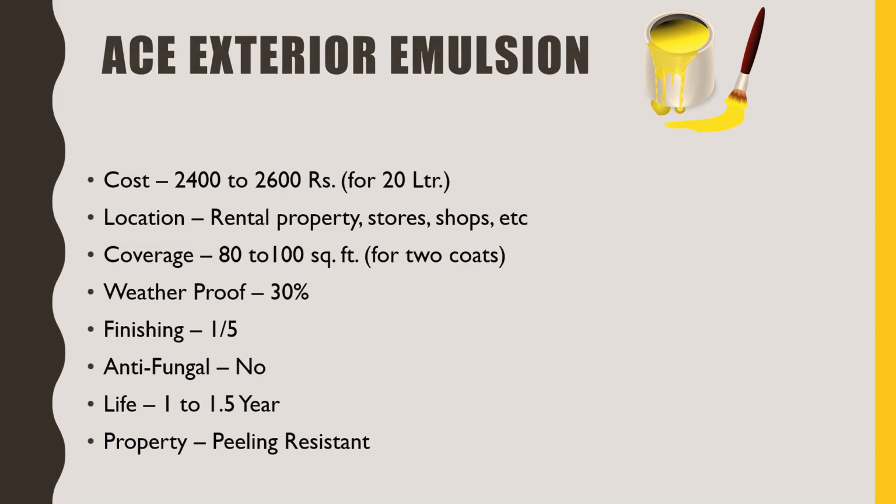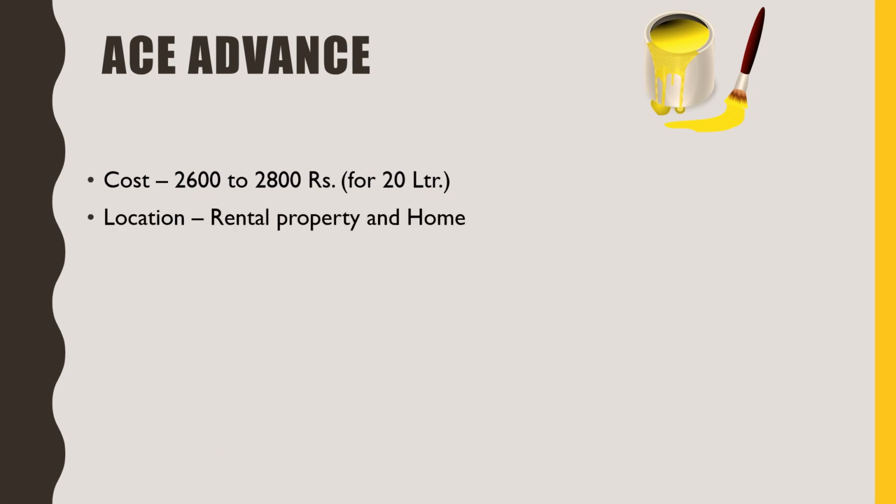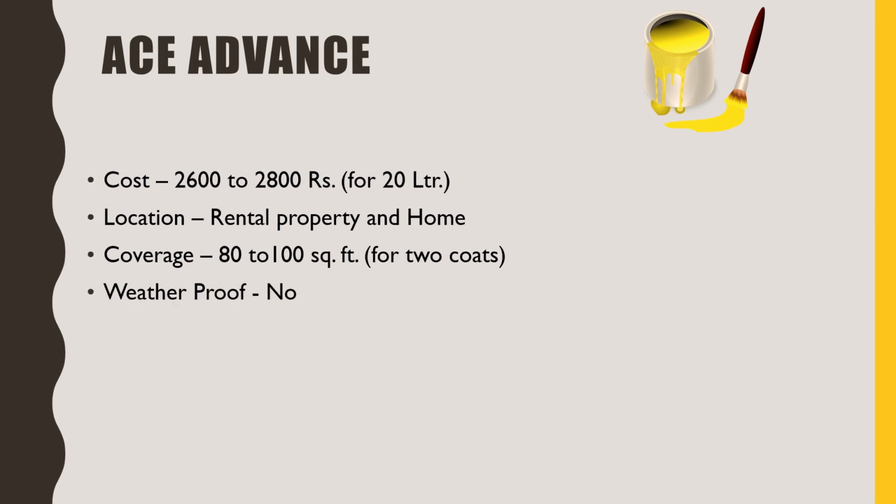Then the third paint in this series is ACE Advance. Its cost is 2600 to 2800 rupees for 20-liter packaging. It can be applied for rental properties and home exterior, and we are getting 80 to 100 square feet coverage for 2 coats in 1 liter. See, this paint is not weatherproof, but we are having a little bit better finishing as compared to ACE Sparc and ACE Exterior Emulsion. So I would rate it 2 out of 5.